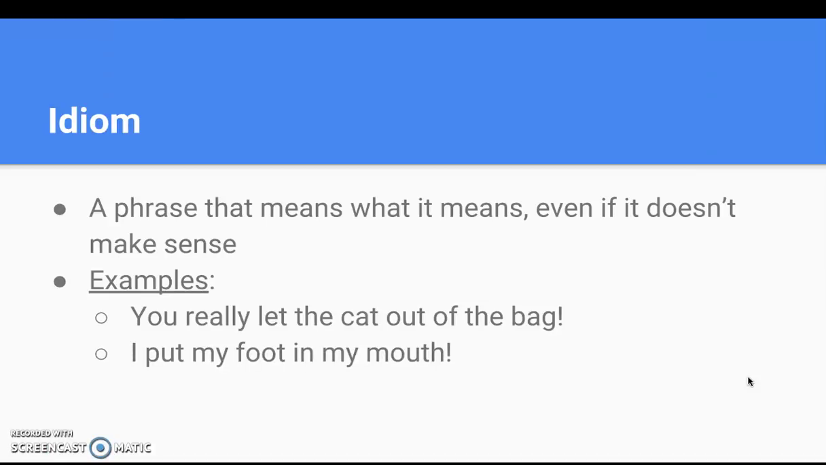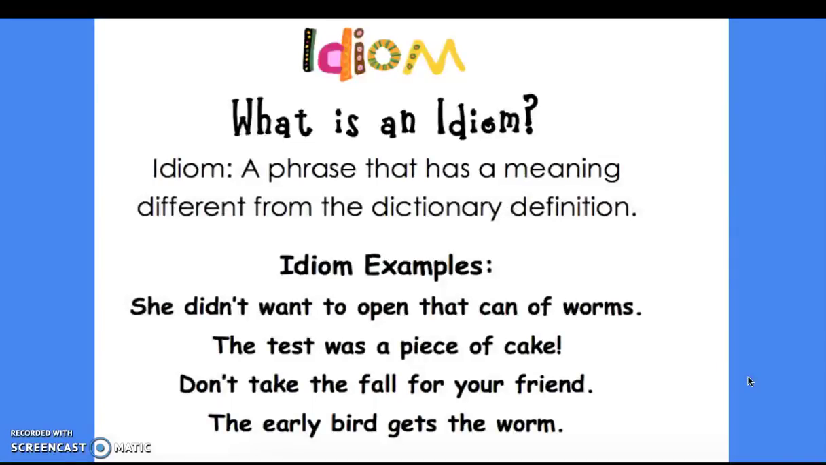The next figurative language example we're going to be talking about is an idiom. An idiom is a phrase that means what it means, even if it doesn't make sense. Some examples are, you really let the cat out of the bag. That would be an example to describe spilling a secret or something that you weren't supposed to tell someone you did. Another example of this could be, I put my foot in my mouth. This is when you say too much about something.